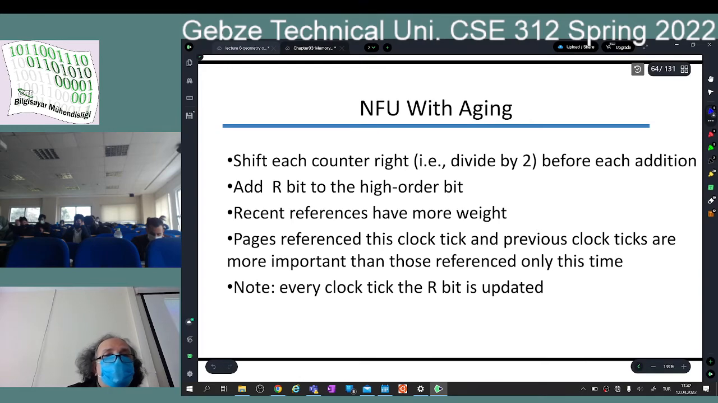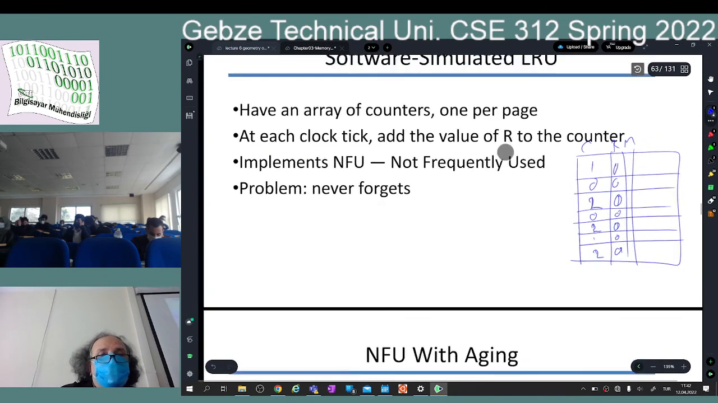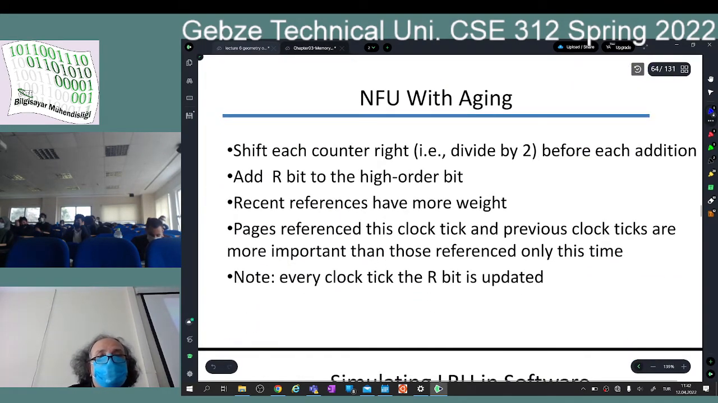NFU with aging: not frequently used with aging. Instead of adding the value to the current counter, we shift each counter to the right. What does shifting a counter to the right mean? It means dividing it by 2, right? Shift the counter to the right, and I add the R bit to the high order bit, the most significant bit.